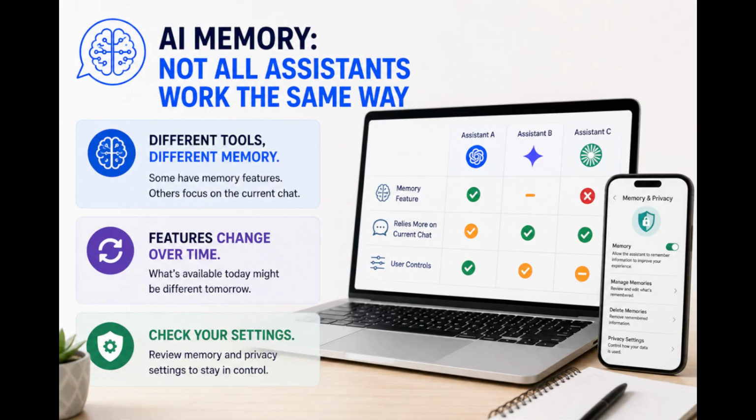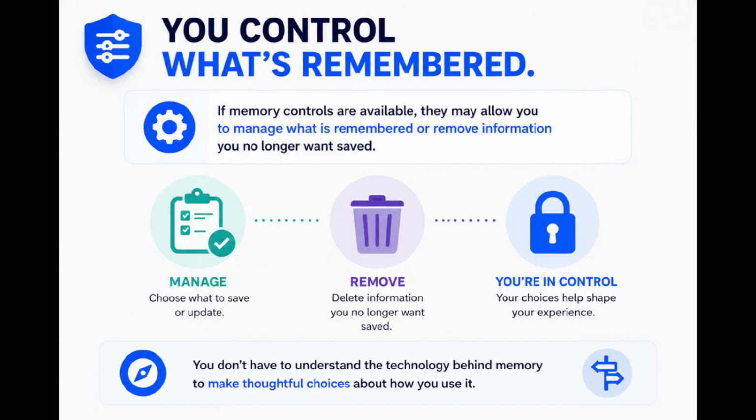Different AI products can also handle memory differently. One assistant may offer a dedicated memory feature, while another may rely more heavily on the current conversation. Memory features and controls can also change as these products evolve. That's why it's worth checking the memory and privacy settings of the AI tool you use. If memory controls are available, they may allow you to manage what is remembered or remove information you no longer want saved. You don't have to understand the technology behind memory to make thoughtful choices about how you use it.